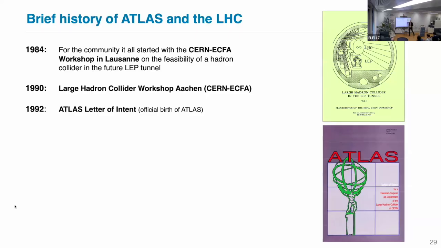I don't show everything. In 1990, there was a really constituent workshop where all the physicists came together in Aachen and really designed how the machine should look, discussed the physics goals of the machine and how the detectors could look. And then one of these experiments, ATLAS, wrote a letter of intent, and also the other experiments, in 1992. And this was the official birth of the ATLAS collaboration.